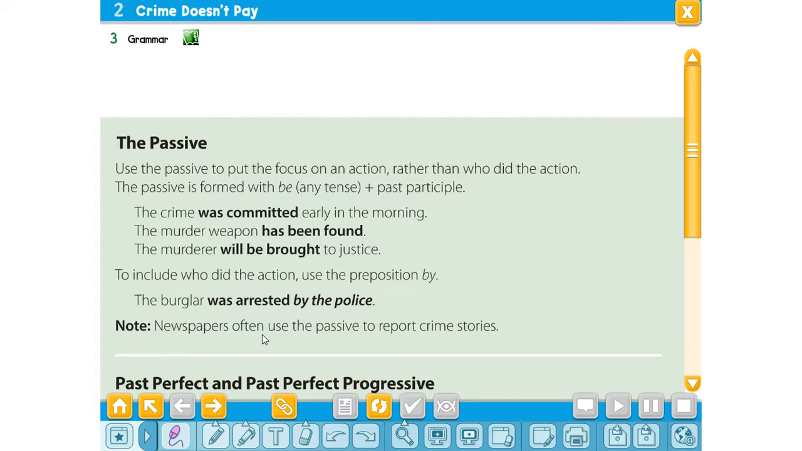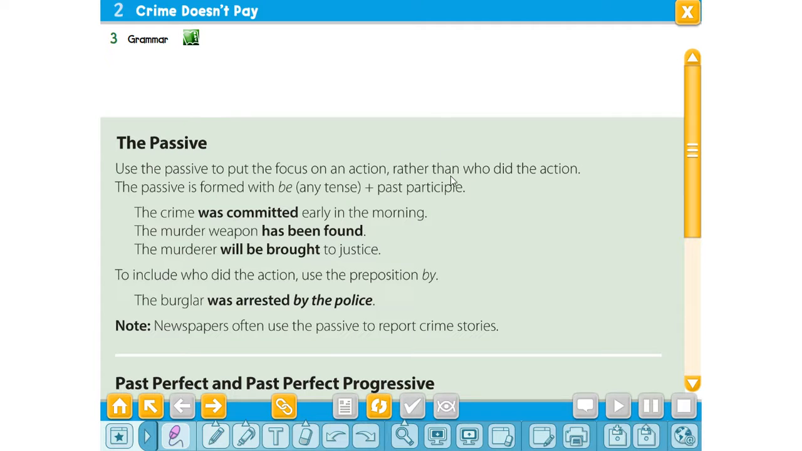Note, newspapers often use the passive to report crime stories. Why? Because we don't focus on who did the action. We focus on the action. So newspapers always try to use the passive to report crime stories.